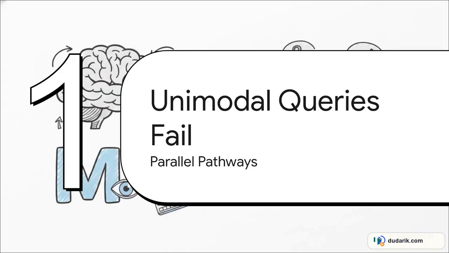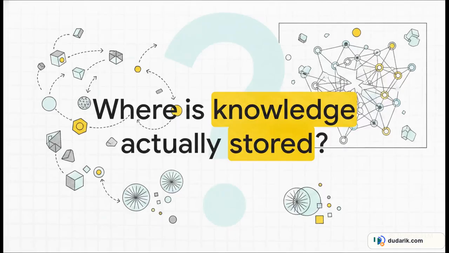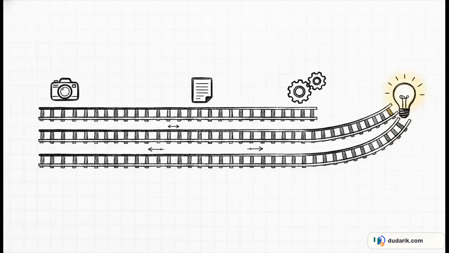Which brings us right to Section 2, why unimodal queries fail, or as I like to call it, the tale of parallel pathways. So this brings up a massive question for anyone building or deploying these systems. Where is the knowledge actually stored? I mean, we often visualize a model's knowledge as this big unified database of weights that gets cleanly updated every time we apply a patch. But MLLM architectures absolutely do not store entity knowledge as a single monolithic vector or weight matrix, not even close. Instead, the paper's empirical analysis proves that entity representations are distributed across disentangled, modality-specific pathways.